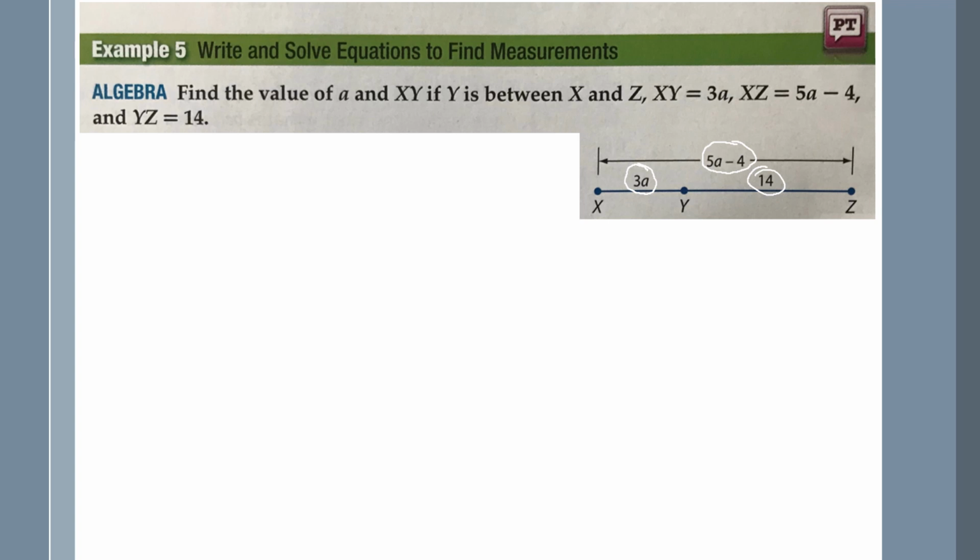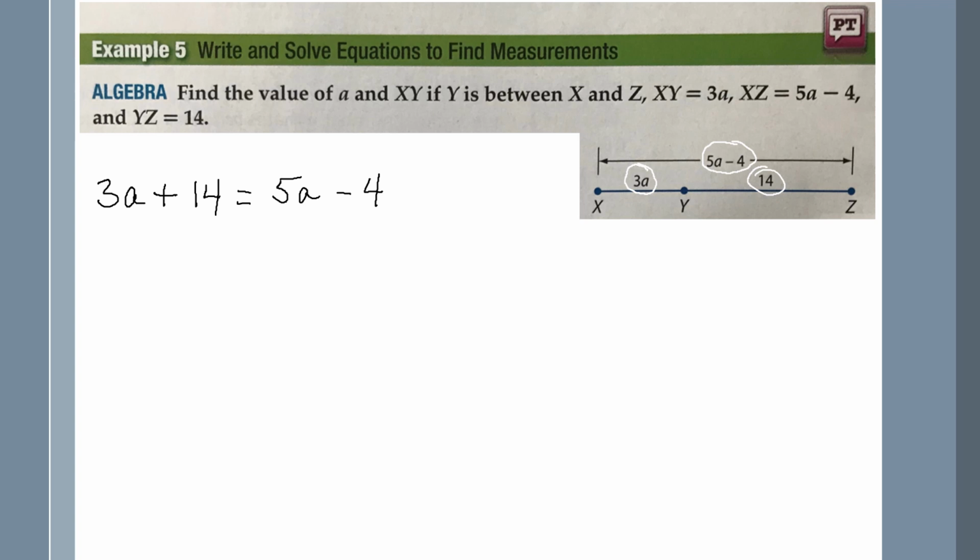The small plus the medium equals the large, right? So the small one here is 3A. That's the way it looks on my drawing, I'm going to go with it. Plus 14 equals 5A minus 4.